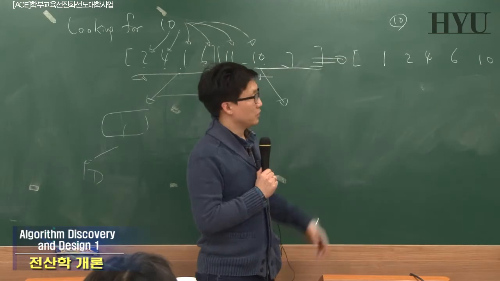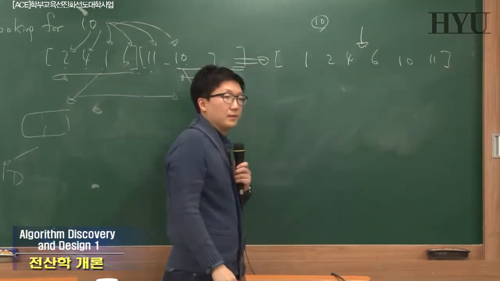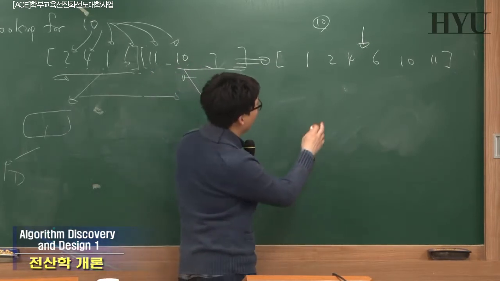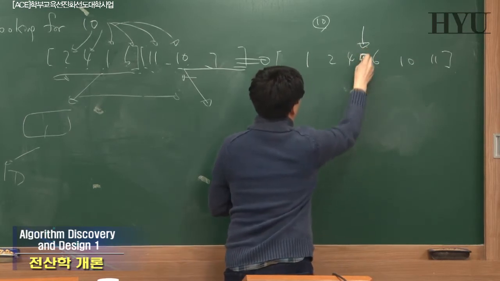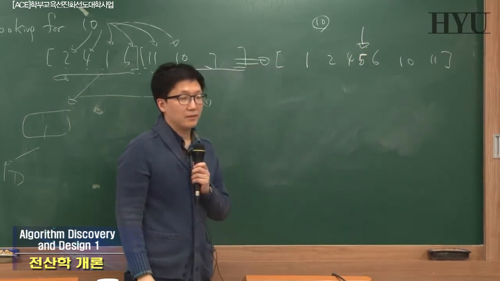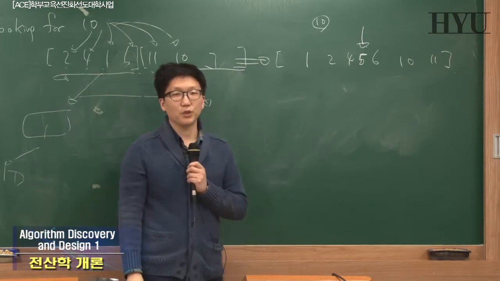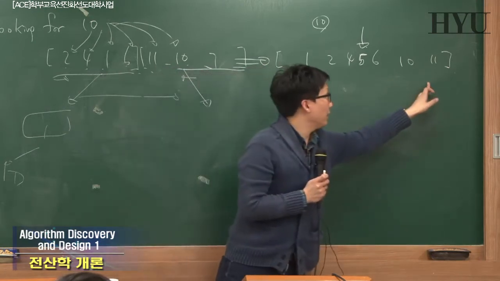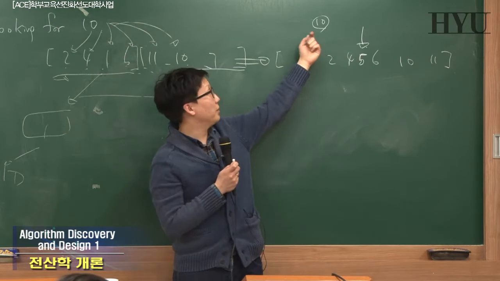Maybe if it's sorted, maybe I pick in half. Okay, this is not a good example to pick in half. Let me add 5 just in case. Okay, pick in half. Okay, what would you do? Instead of starting from here or here, I start from here. So the value I'm looking for is 10.